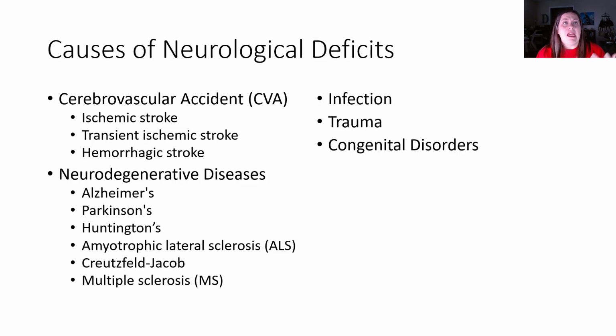Neurodegenerative diseases. Some of these tests point out certain neurodegenerative diseases more easily, like memory issues. Alzheimer's might be an issue. If they have lots of tremors, that could be something with Parkinson's. And so these are some of the tests that we'd utilize, as well as for infection, trauma, and some congenital disorders, as well as developmental disorders, which we did talk more about in the last chapter.